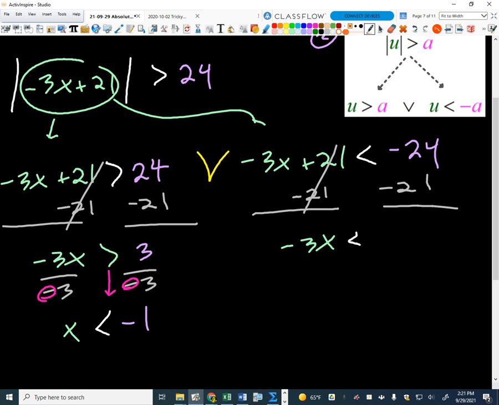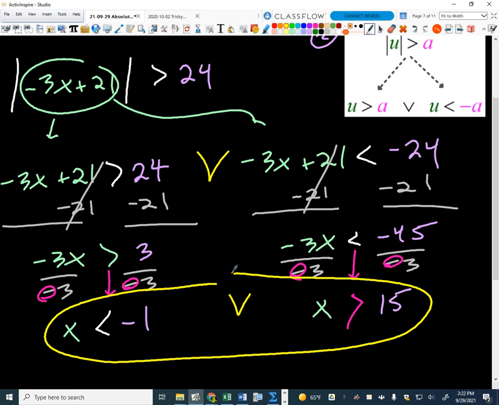So was that negative 45? Divide each side through by negative 3. Which means I've got to flip that guy around. So I end up getting x is greater than 15. So there's my solution. X is less than negative 1 or x is greater than 15. Okay? Give me thumbs. Okay? All right?